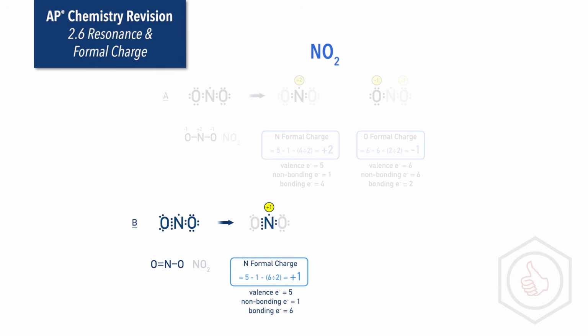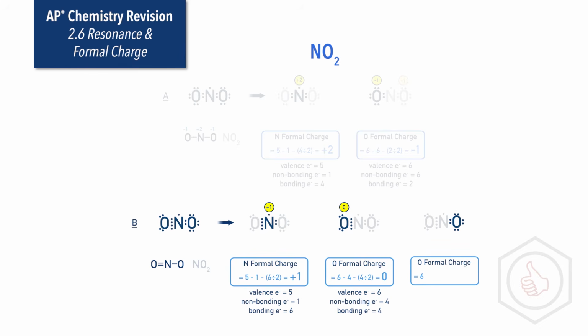However, in this structure, the two oxygens are different. In the first oxygen, the formal charge is going to be 6 minus 4 divided by 2. Again, a valency of 6, 4 non-bonding electrons, and 4 bonding electrons. This gives a formal charge of 0. In the other oxygen, we have 6 minus 2 divided by 2. Again, a valency of 6, 6 non-bonding electrons this time, and 2 bonding electrons, giving a formal charge of negative 1.